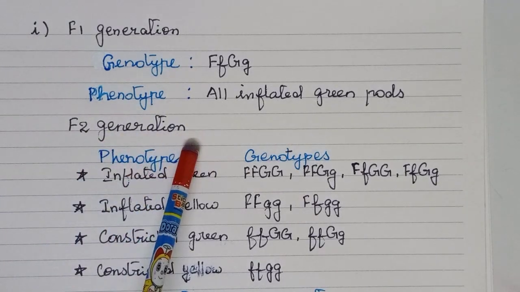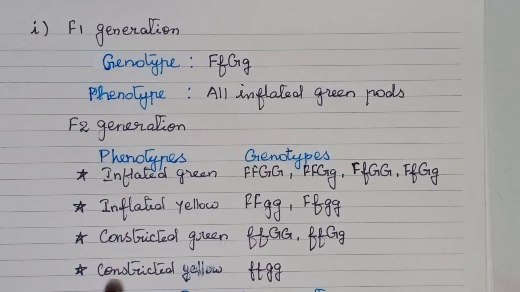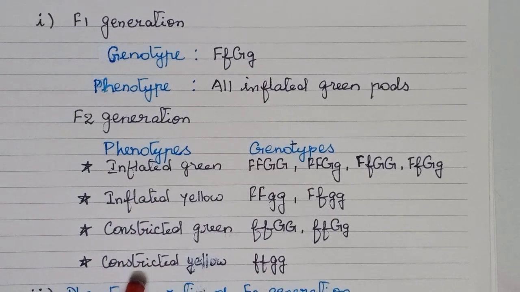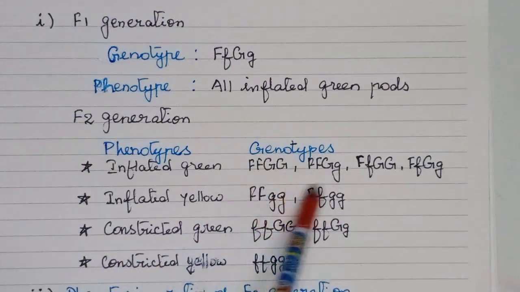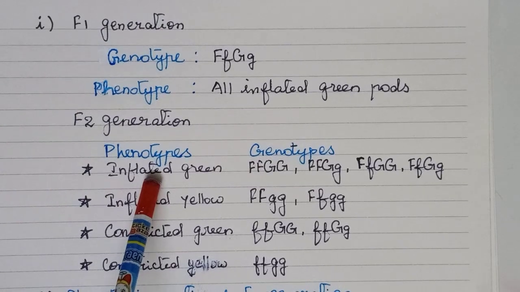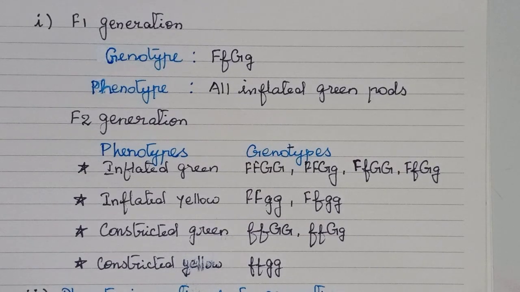In the F2 generation, you have got 4 different types of phenotypes. Inflated green, inflated yellow, constricted green, constricted yellow. And you write the genotypes. What are all the genotypes coming under each phenotype? And next, the second question is the phenotypic ratio of F2 generation.